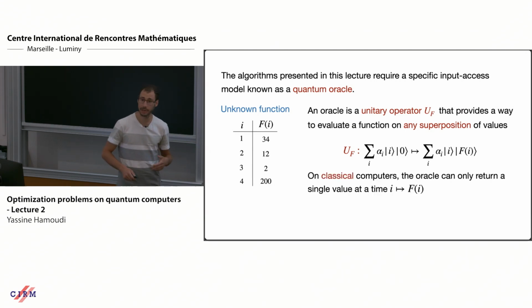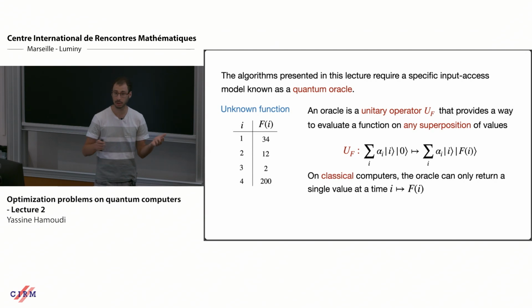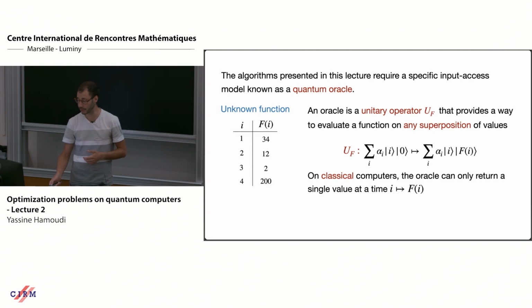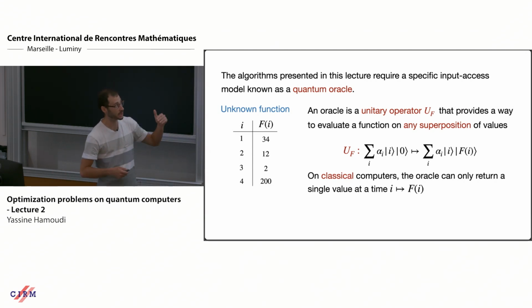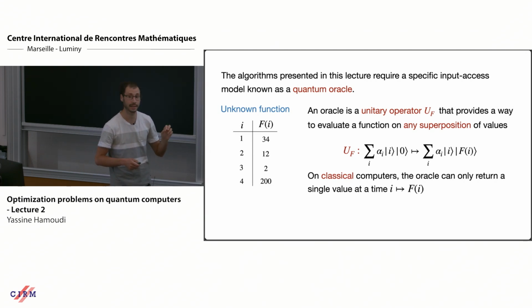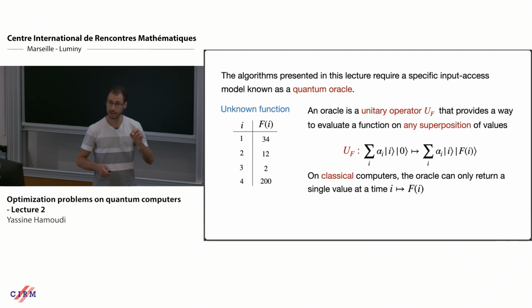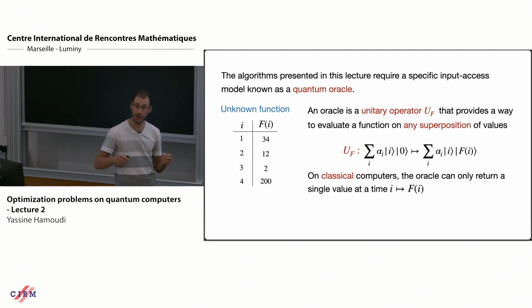So the classical equivalent of this model is something called the classical oracle. It does something very similar: you can choose an index i and it will give you f of i. The difference between the two models is that classically you can only evaluate a single index at a time. In the quantum case, you can evaluate a superposition over multiple indices.